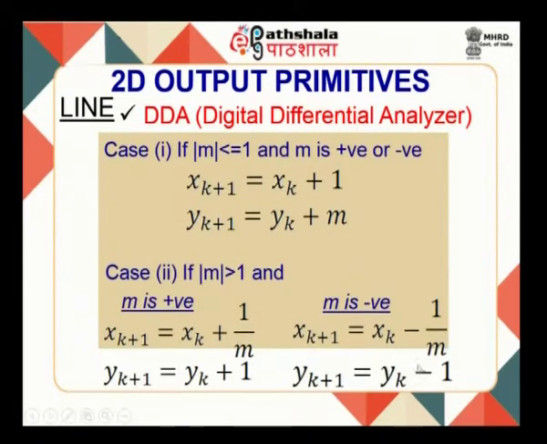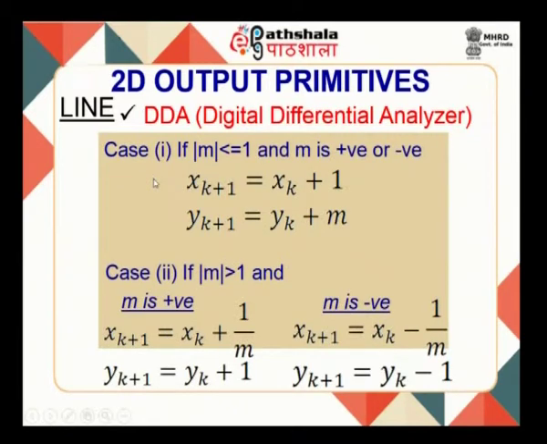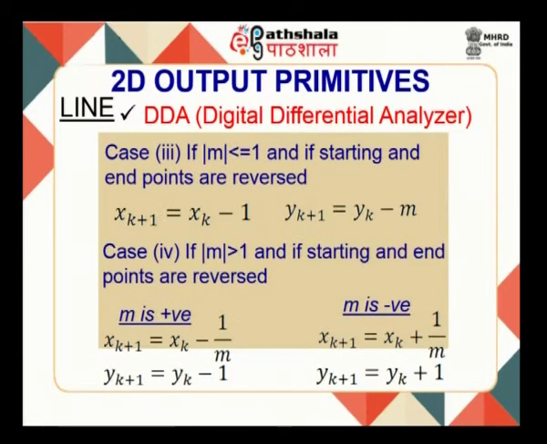So, y is decreasing by 1 unit while x is increasing by 1 by m, sorry, it is 1 by m. So, you can take this equation here as xk plus 1 is equal to xk plus 1 by m. So, let us come to the third case. We have seen 2 cases here.